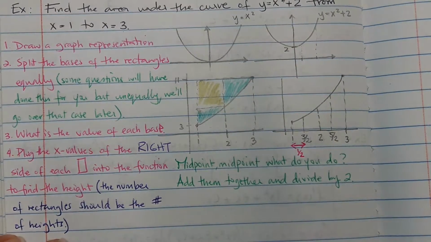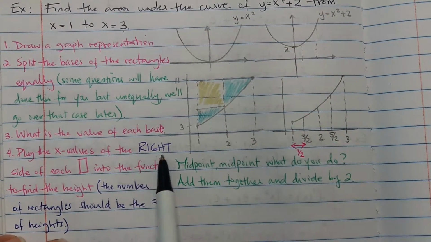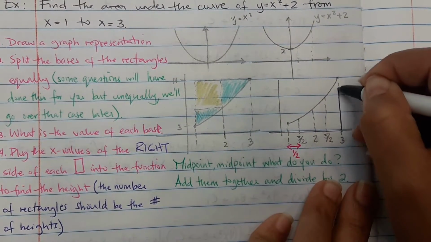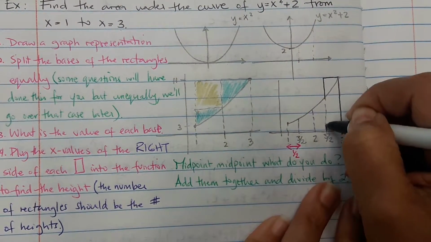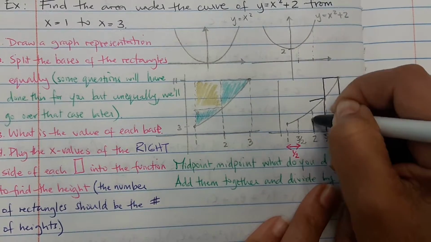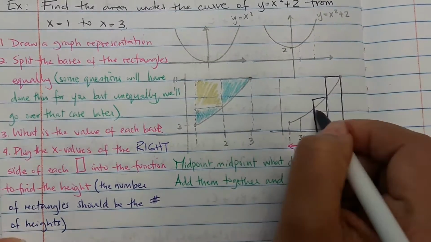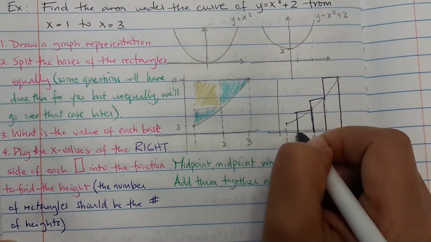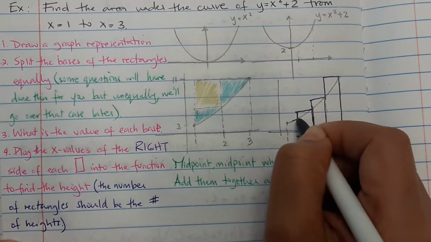Alright, so from the right, I start on the right and I draw a rectangle. So you can see it'll be an overestimation. You start from the right, go to the curve, and then you draw a rectangle.